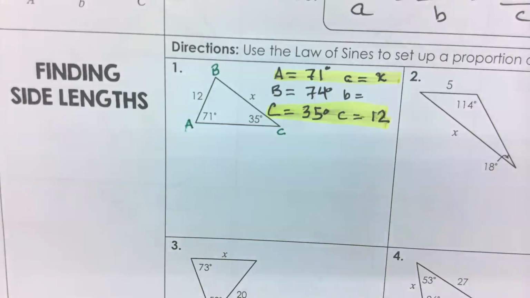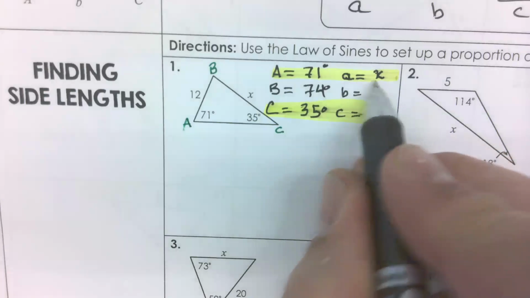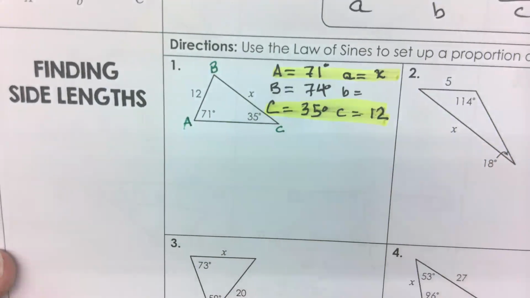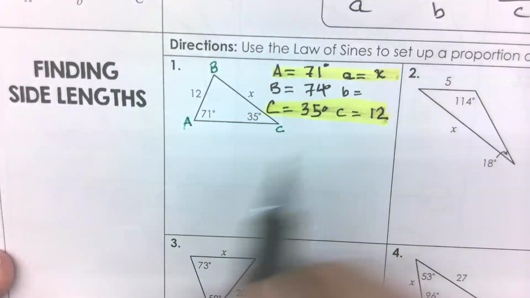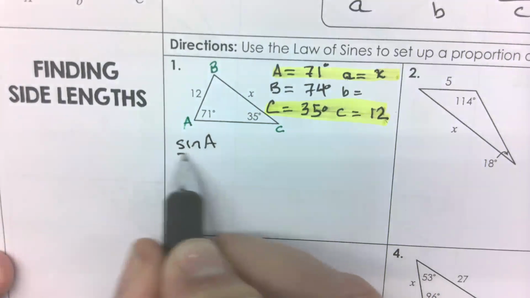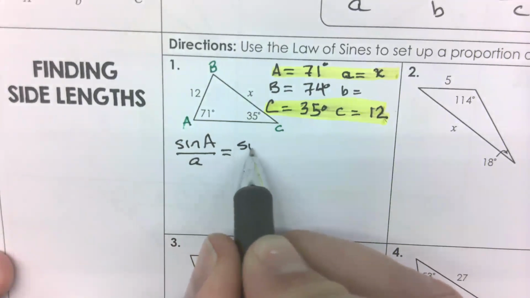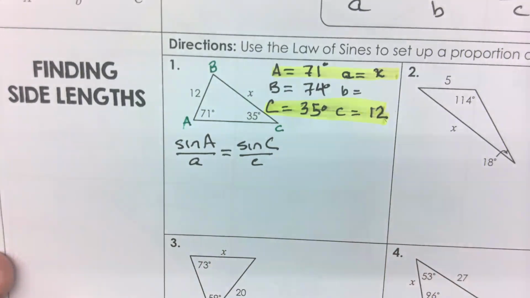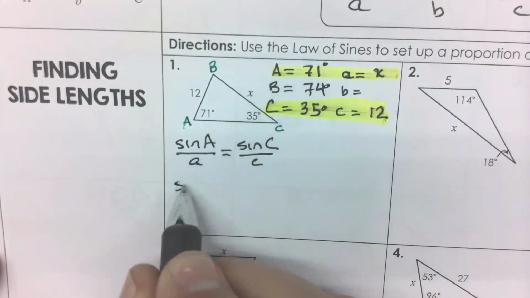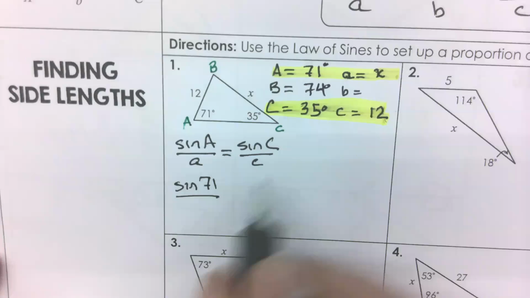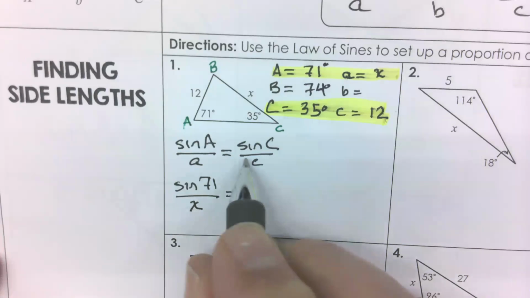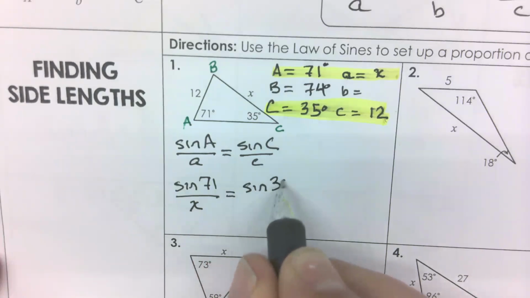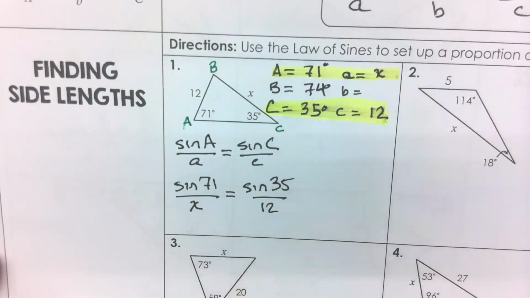And the fact that we've got little a as an unknown, and we do have the angle, tells us that we can use that as well. So really what we're going to use is part of this theorem. We're going to say that the sine of A over a equals the sine of C over c. Now let's plug in our values. We know that the sine of A means the sine of 71. And little a is our unknown X. Sine of C is the sine of 35. And little c is 12.